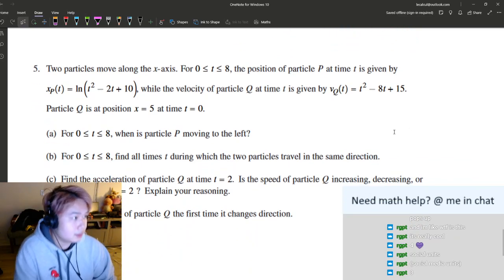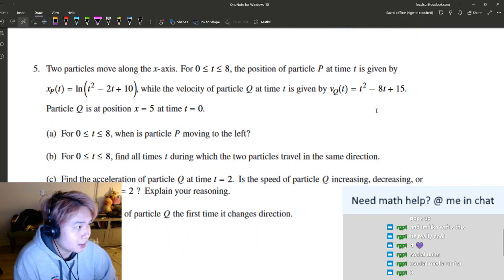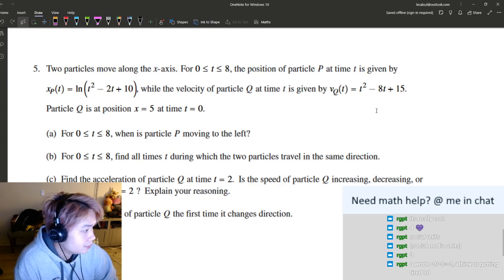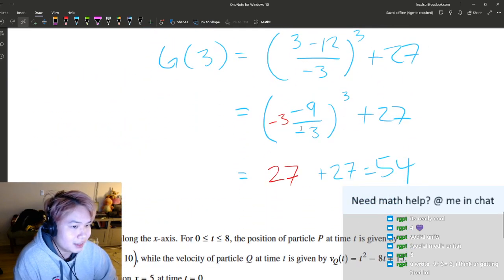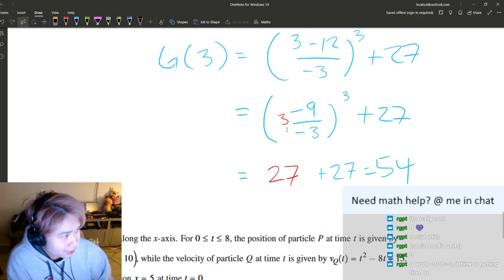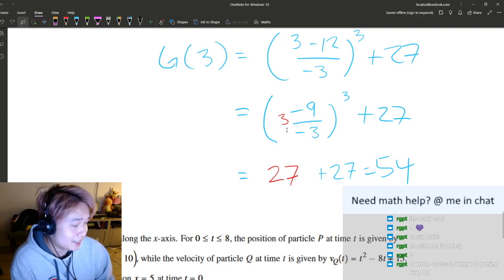Oh boy. Okay. We have particles moving, so... Oh, did I write? Oops, this should be 3. Did I say -3 though, or did I say 3? That's the important part.